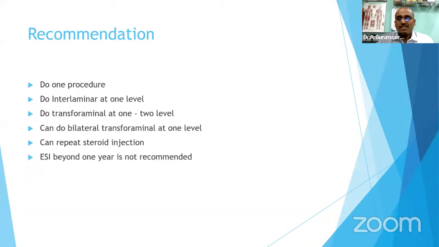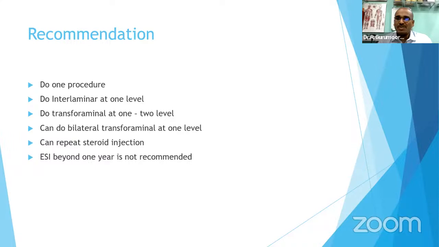Okay, what is the present recommendation for epidural steroid? I have seen a lot of people who are doing pain practice. For example, the patient has PAVD L5S1 with L5 radiculopathy. What they do is caudal epidural steroid, then they put a root block. It's not advised. If you want to do a procedure, do only one procedure. Either do caudal or do transforaminal, or you want to do interlaminar.